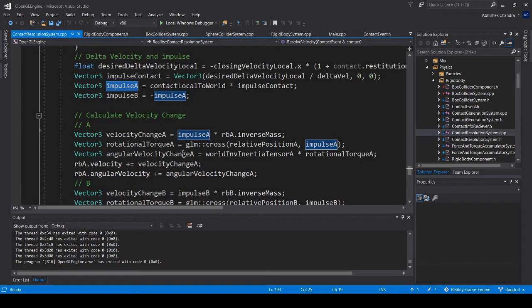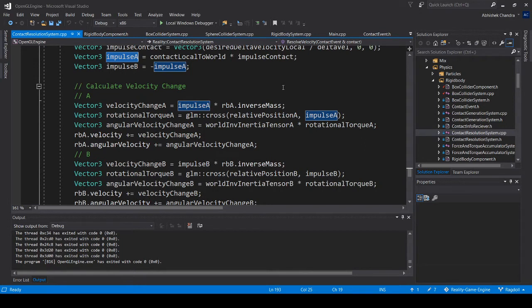Once we have impulse, now it's time to calculate the change in linear velocity and rotational velocity. Now, linear velocity is very simple, so we'll do it in step, first for A and then for B, and then the calculations are exactly identical. So velocity change is pretty simple. Force is mass times acceleration, impulse is mass times delta velocity. So velocity change is simply impulse divided by mass.